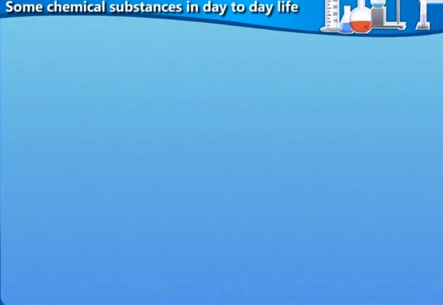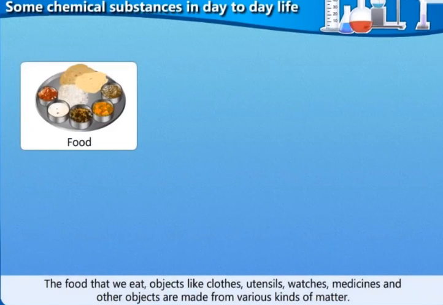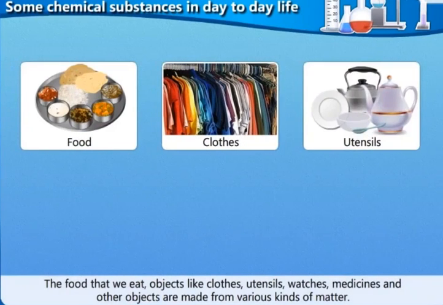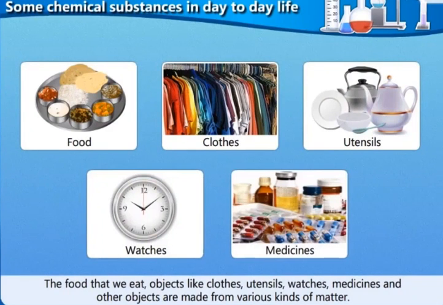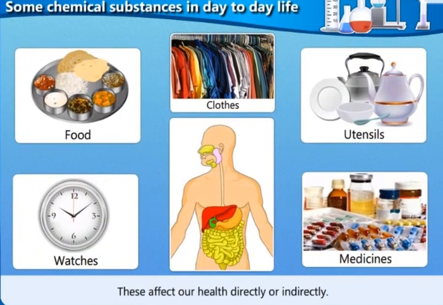Chemical substances in day to day life. The food that we eat, objects like clothes, utensils, watches, medicines, and other objects are made from various kinds of matter. These affect our health directly or indirectly.